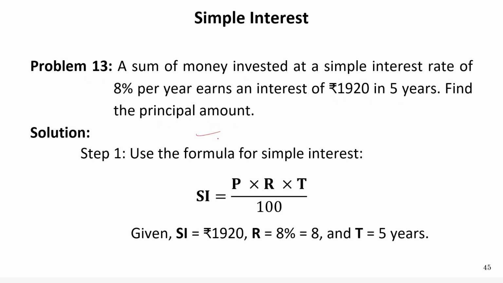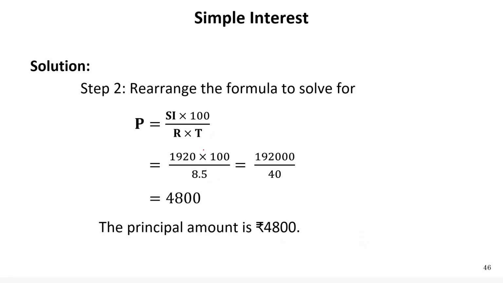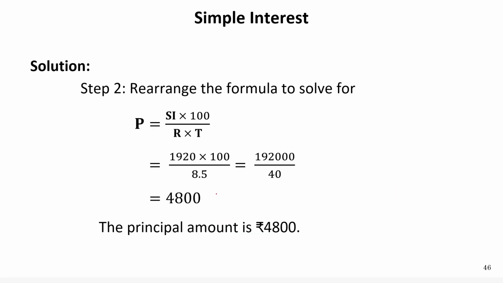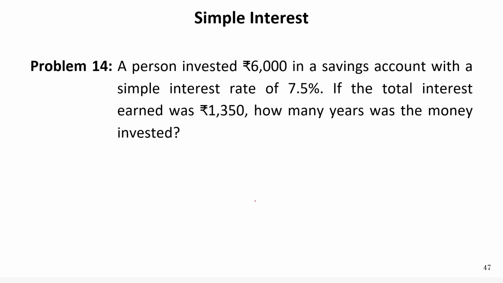Okay, so using the formula SI is equal to PRT by 100. Since SI is given to us, this implies that P is equal to SI into 100 by RT, right? So SI into 100 by RT is equal to 1920 into 100 by 8 into 5. So this is equal to 192,000 by 40, which is equal to 4800. So the principal amount is 4800.